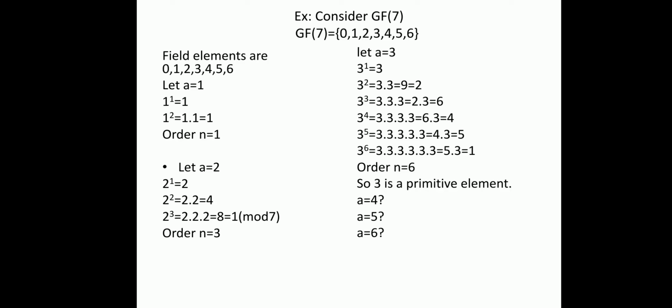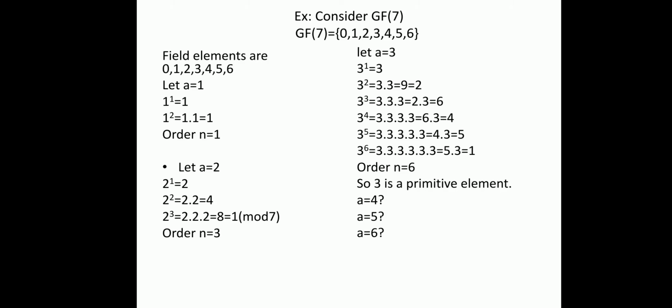So q minus 1 is also 6 itself. If the order is equal to q minus 1, then we can say that the element is a primitive element. So we can say that 3 is a primitive element. This way we can find whether an element in a field is a primitive element or not. For the remaining elements like 4, 5, 6, you can check whether they are primitive elements or not.